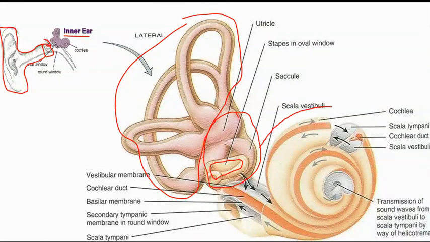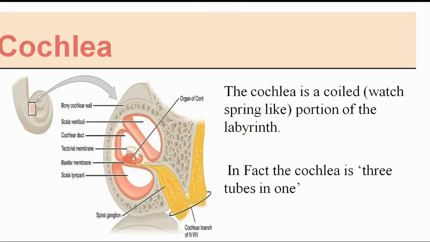And this region, which is just like a watch spring, you can notice a spring-like structure. This is the cochlea. So let us first study the cochlea. This cochlea is a watch spring-like structure, and it is the coiled portion of the labyrinth. It seems to be a tube-like structure, but inside it you see the presence of three tubes. If you take a section of it, it seems to be like this.